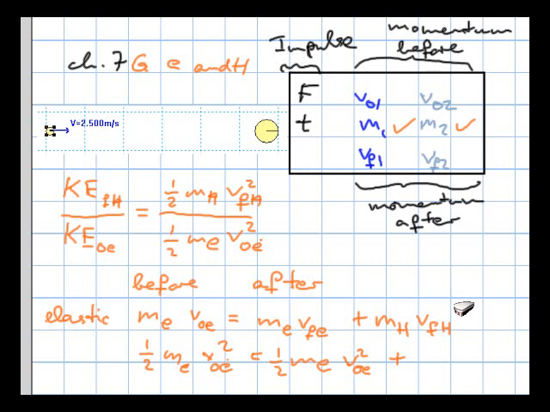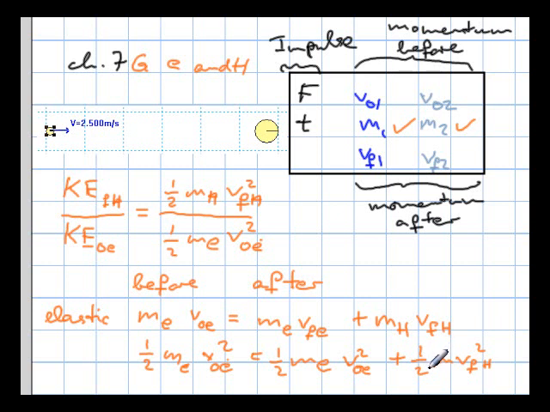There, I think I got it. Okay, so plus 1/2 mass times v_H squared. What happens here? Because now we have two equations in apparently three variables. If we combine them, we can throw one of the variables out and we're just left with two variables.